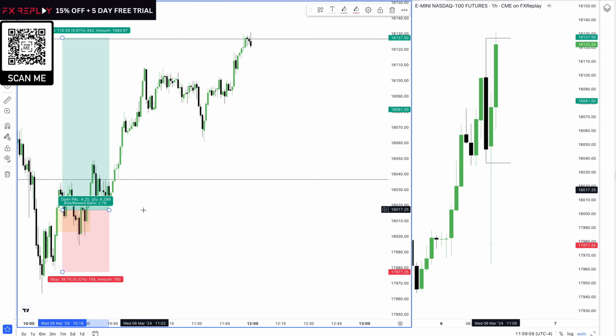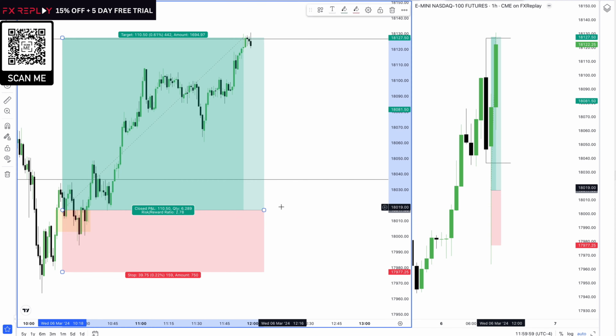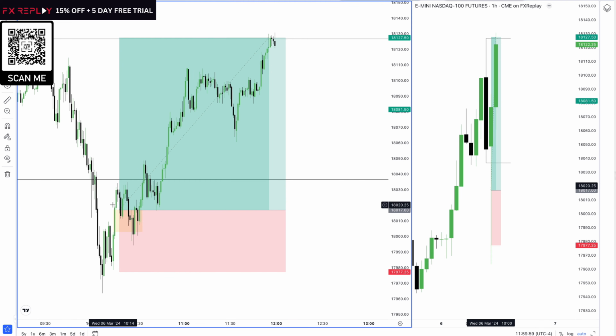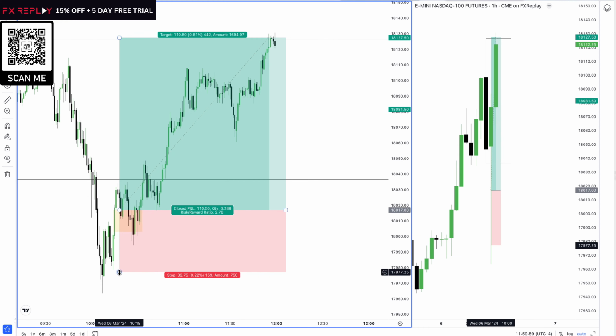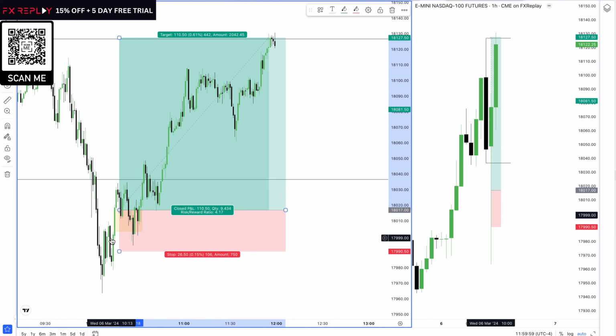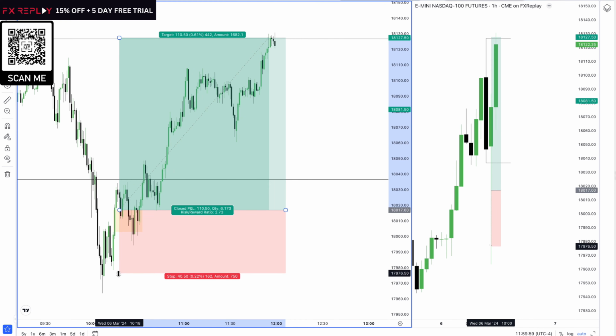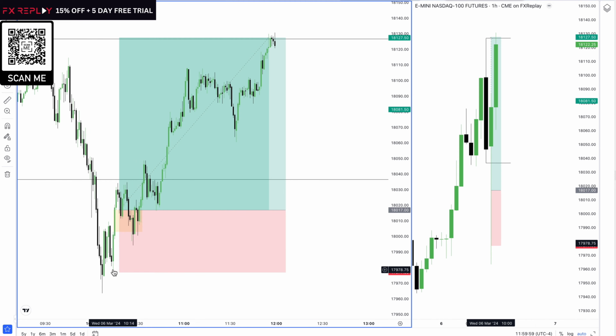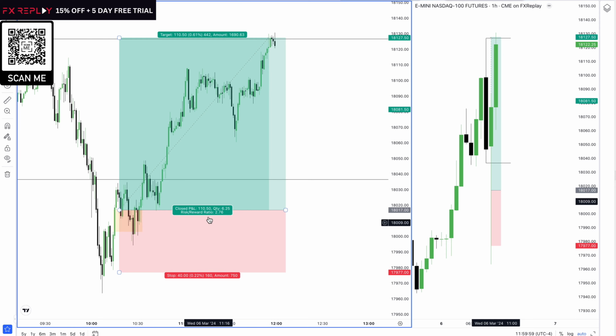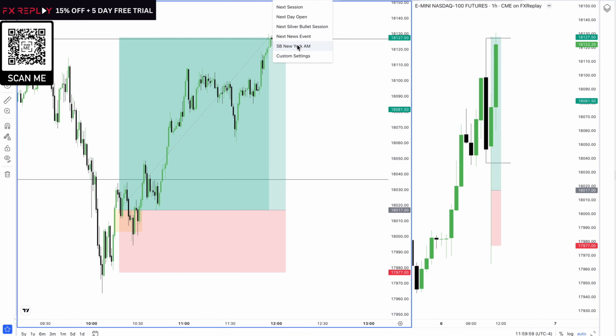It takes a while, it takes until lunch to get the take profit. Here you can refine your stop loss. For example, below this fair value gap, it taps the bottom of the fair value gap. I like to place my stop below the last swing low. Let's go to the next silver bullet.